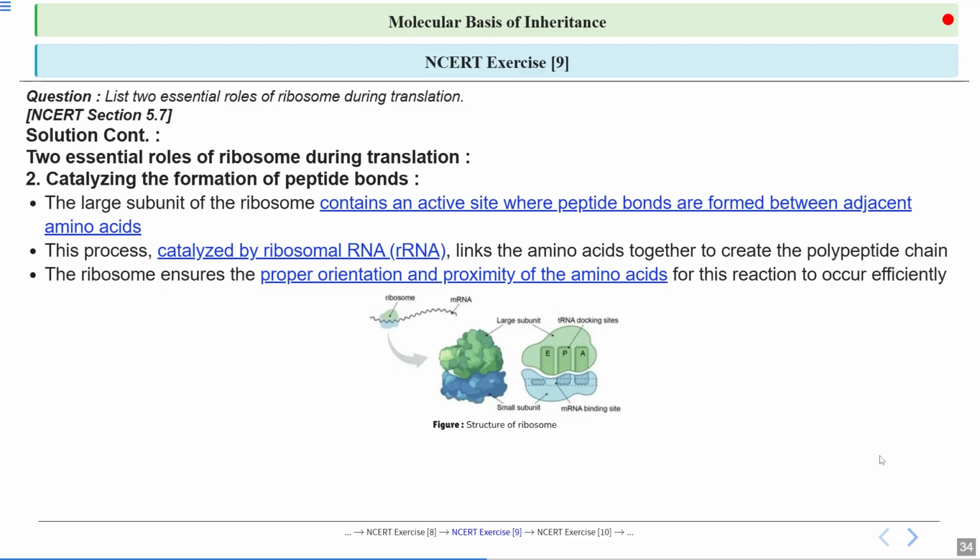So first we have talked about it providing the site for protein synthesis. Second, it also catalyzes the formation of the peptide bond. We know that 2 amino acids are bound together with a peptide bond. The larger subunit of this ribosome contains an active site where peptide bond formation takes place between the 2 adjacent amino acids. This process is catalyzed by ribosomal RNA, which links these amino acids together to create this polypeptide chain. The ribosome also ensures the proper orientation and proximity of the amino acids for this reaction to occur efficiently. So these are the 2 roles which ribosome plays during translation.